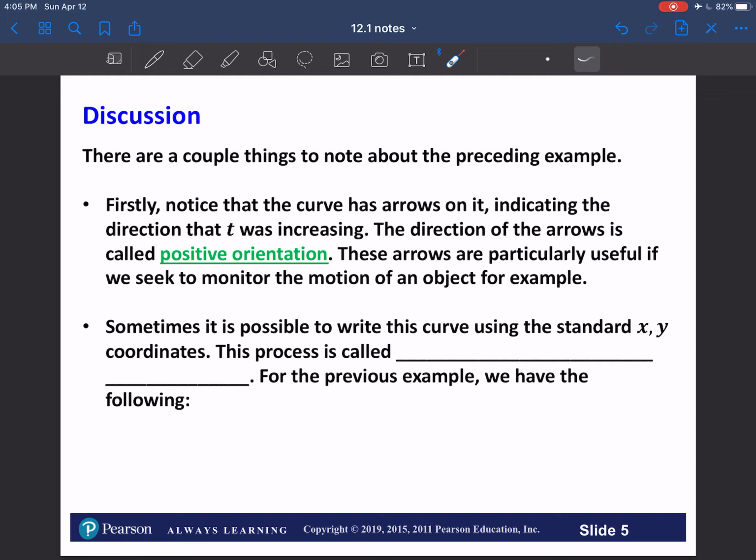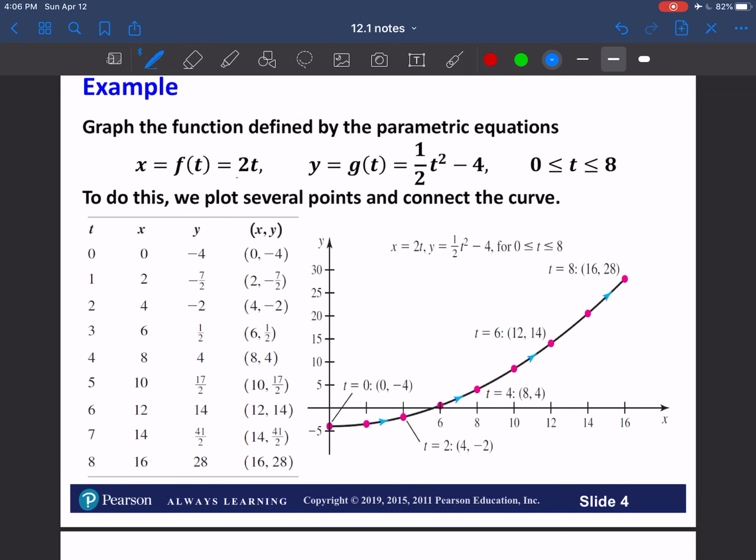The second thing is that sometimes it is possible to write this curve using standard xy coordinates, so to write it in a Cartesian form. This process is ultimately called eliminating the parameter. All right, so for this previous example, the basic idea is that we want to try and get rid of t. Right, so we had the functions, let's look again, x equals 2t and y equals 1/2 t squared minus 4.